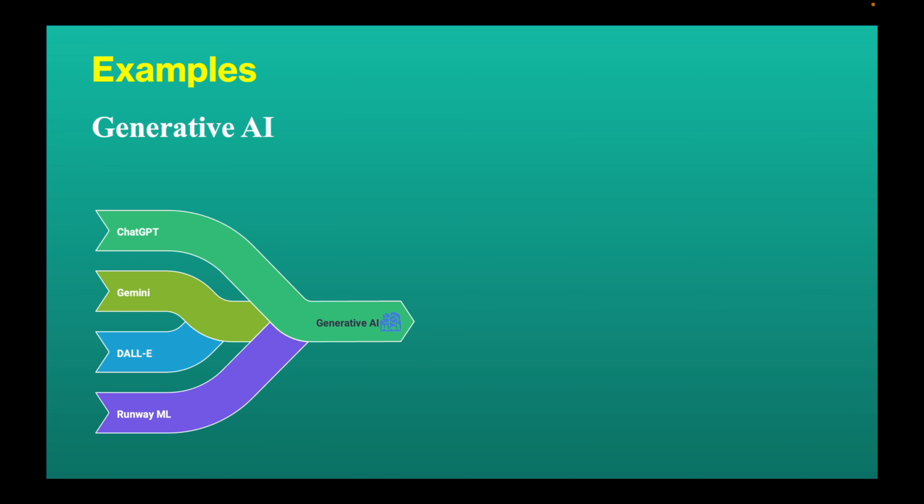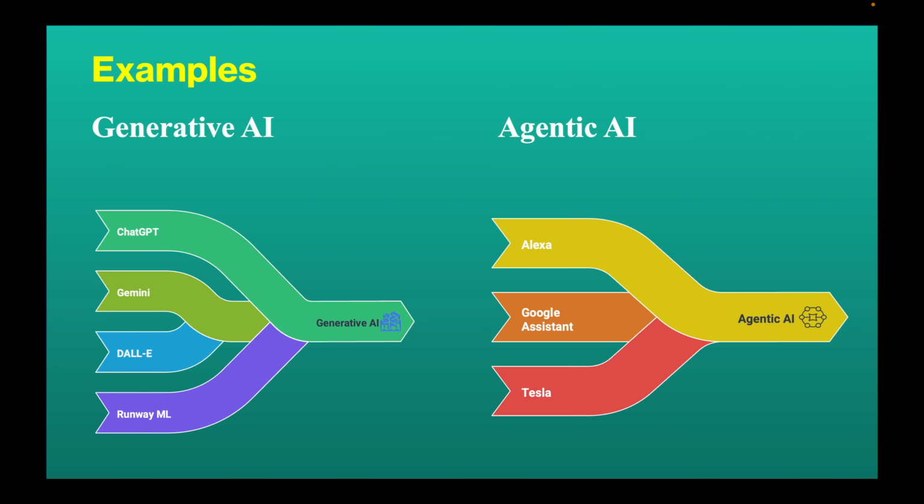Examples. The examples of generative AI are ChatGPT, Gemini, DALL-E, Runway ML, and so on. Whereas the examples of an agentic AI are Alexa or Google Assistant or Tesla, and so on.